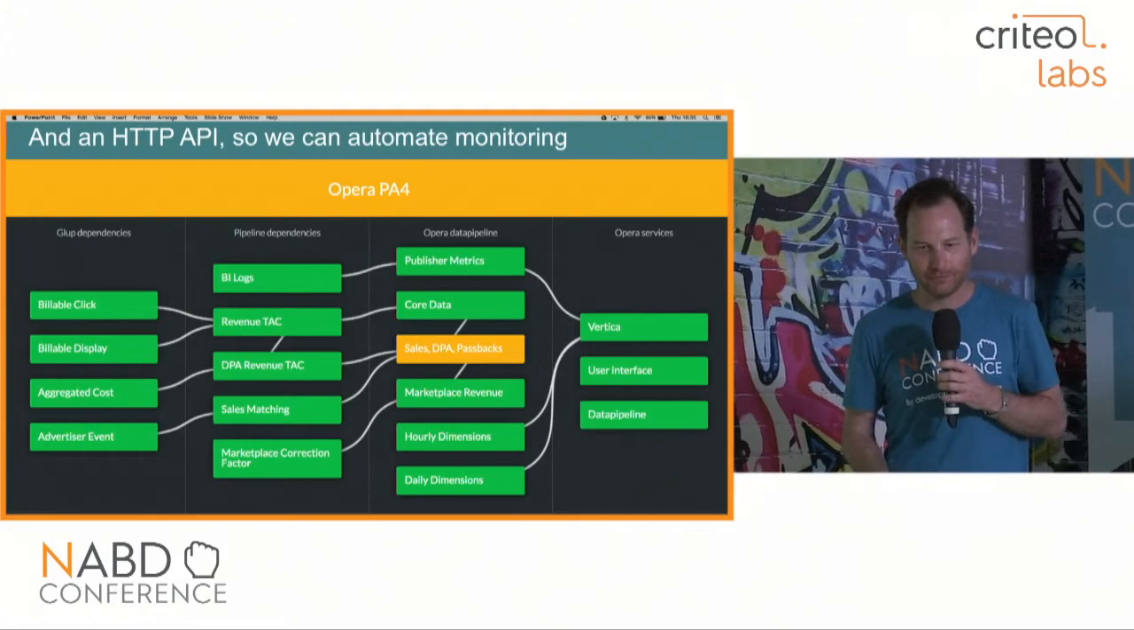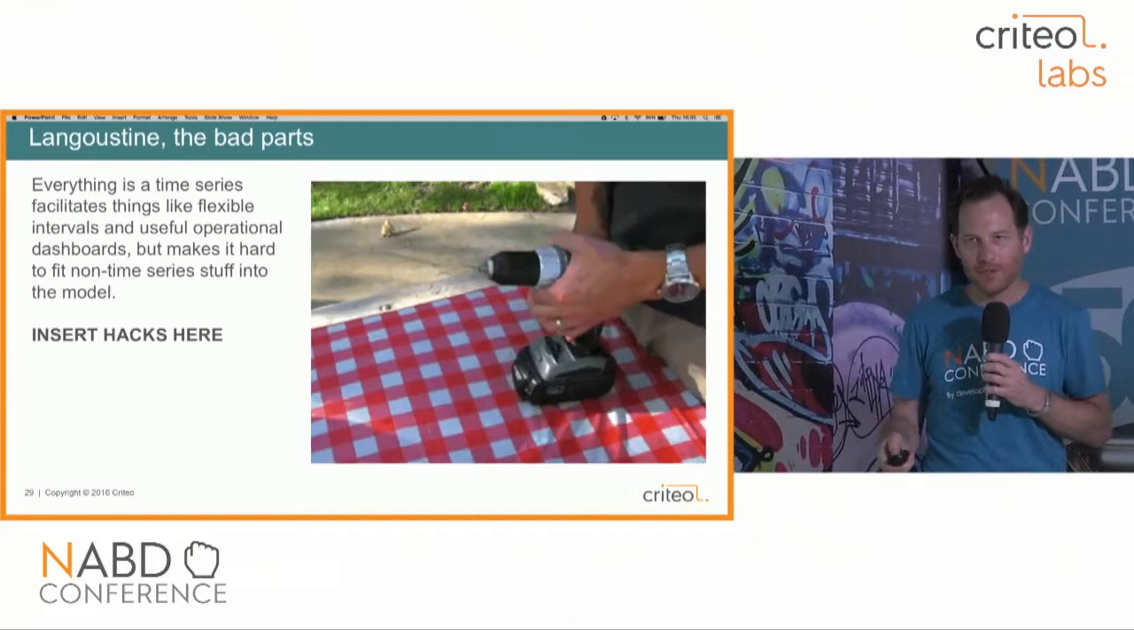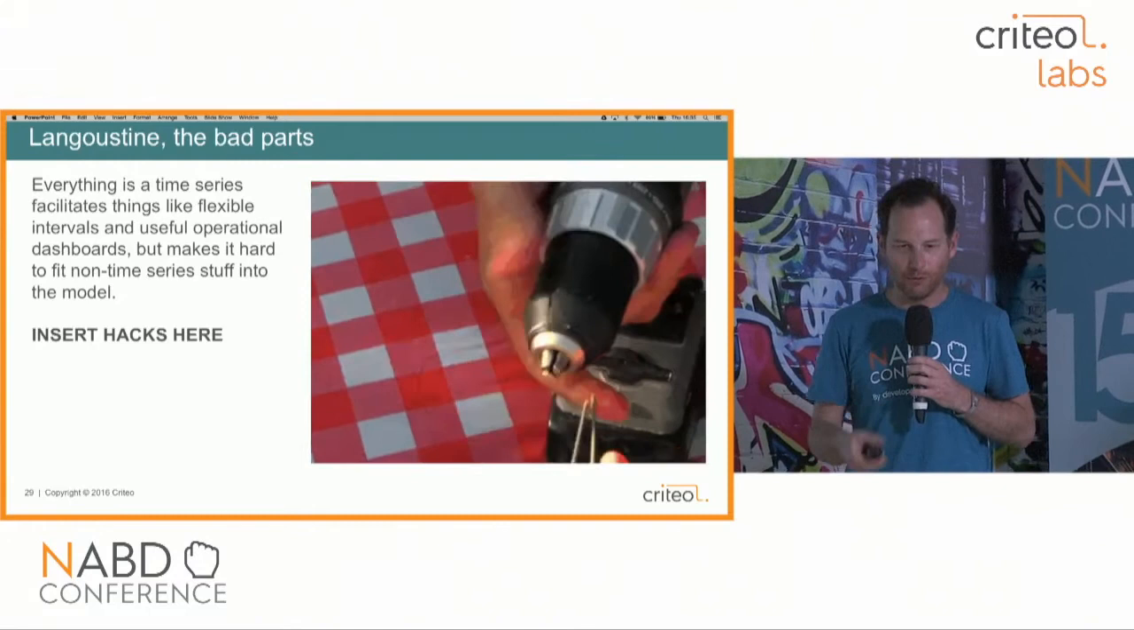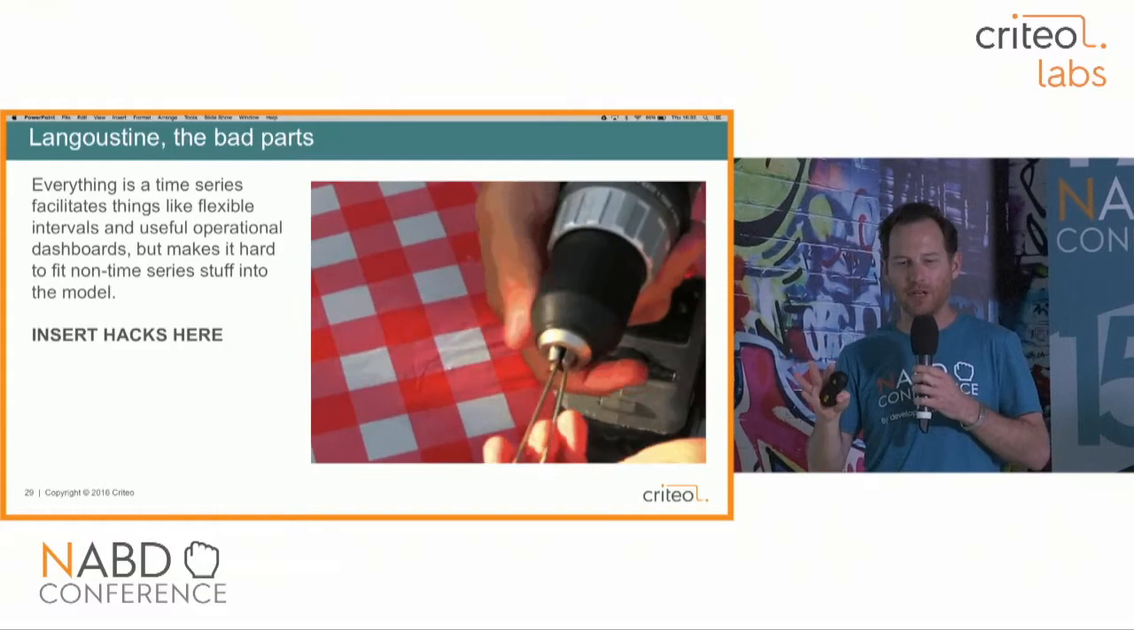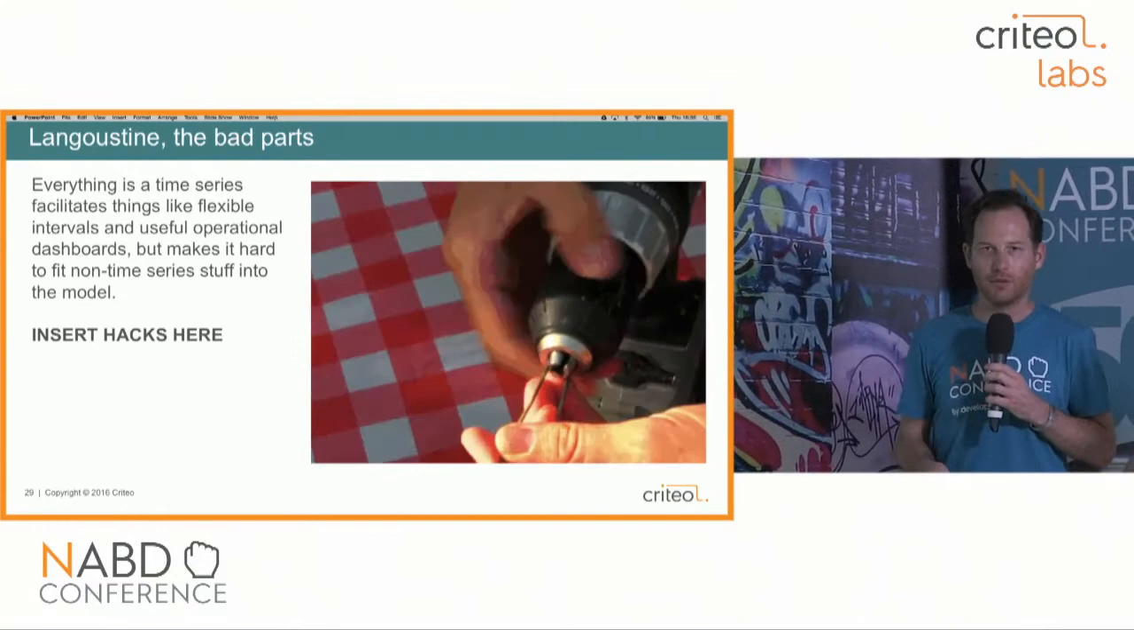So Langoustine's great. Like, let's all drink a beer, right? No, it has bad parts. Everything is a time series, except that we already established that it wasn't. Don't ask us why we forgot that when we wrote this, but we basically ignored that, saying, oh, well, everything should be a time series, or kind of is if you squint. And so we'll just ignore that edge case and go into huge production with Langoustine, and then insert hacks here to work around that problem.